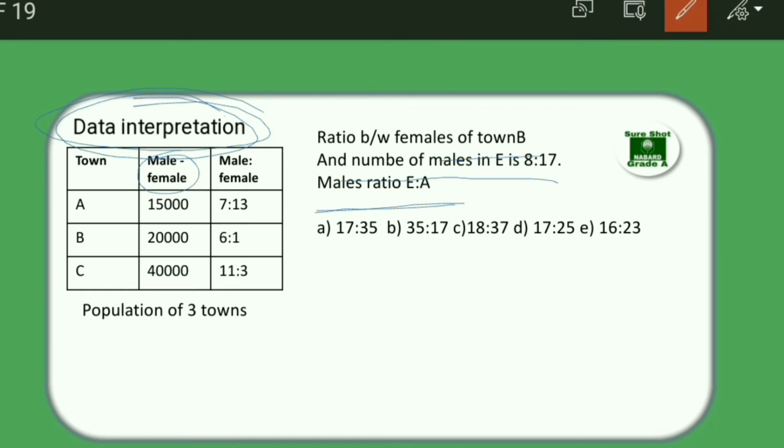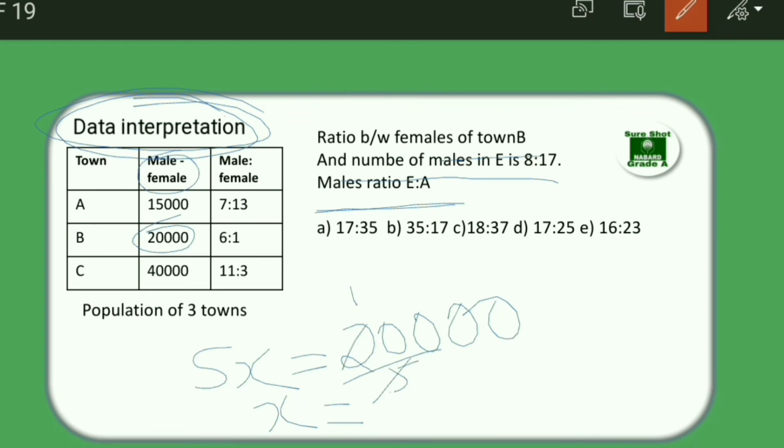Okay, where is E here? There is no E given. Ratio between females of town B. So we need to find the females of town B. The ratio is 6:1. Here it is the difference, so what's the difference? 6x minus 1x, 5x. It is given here as 20,000. So we need to find x, which is 20,000 by 5, it is 4,000. So what's the female ratio? It is 1, which is our x. So females are 4,000 in town B.